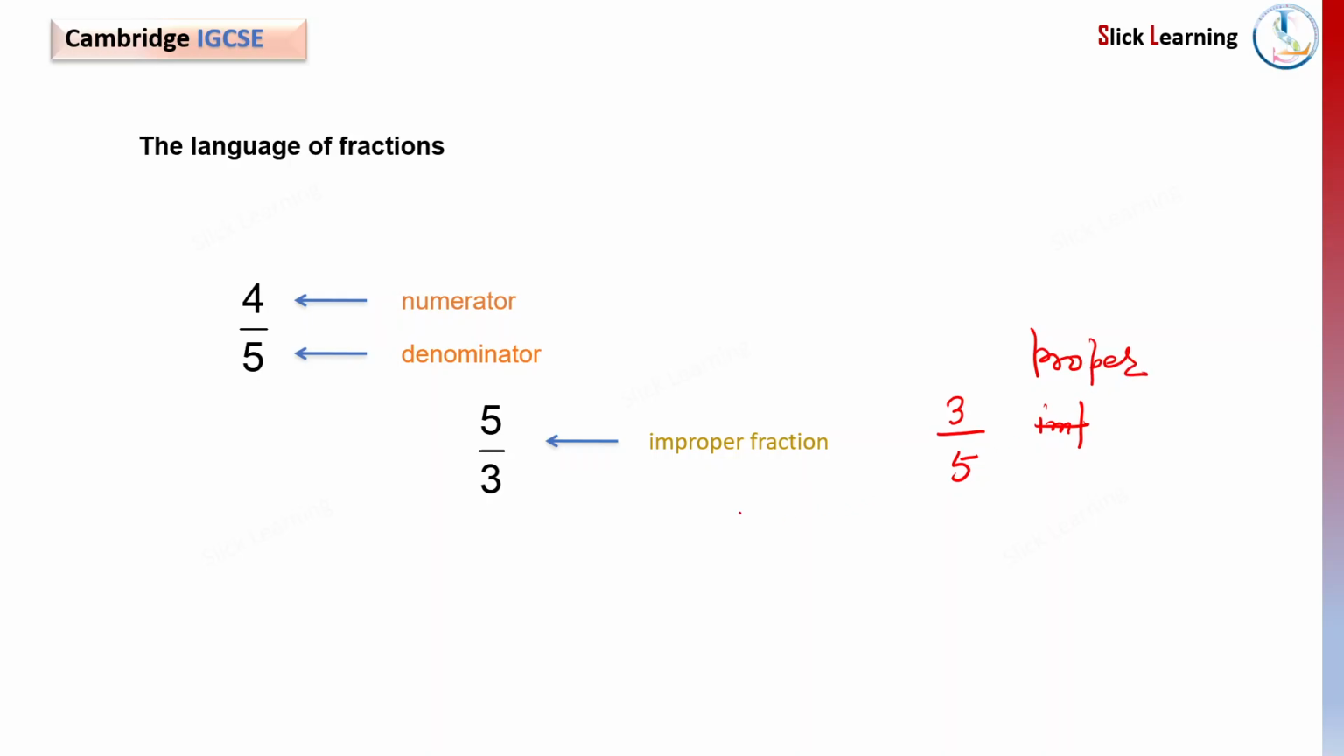So a mixed fraction means it is the combination of a whole number and a proper fraction. Here we can say this one is a proper fraction. As you can see, the numerator is lesser than the denominator. So we can say the mixed fraction or mixed number is a combination of a whole number and a proper fraction.